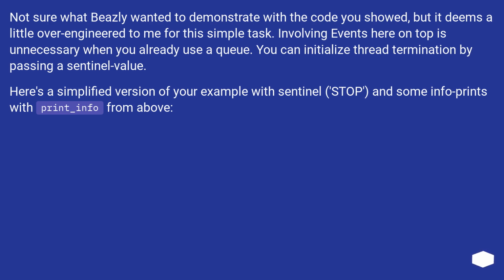Not sure what Beasley wanted to demonstrate with the code you showed, but it seems a little over-engineered to me for this simple task. Involving events here on top is unnecessary when you already use a queue. You can initialize thread termination by passing a sentinel value. Here's a simplified version of your example with sentinel, stop, and some info prints with print_info from above.